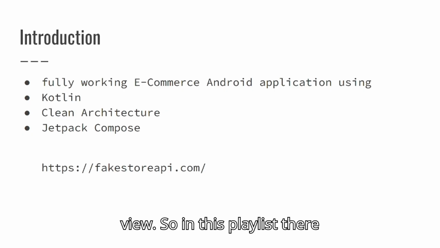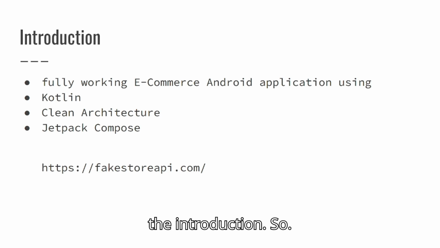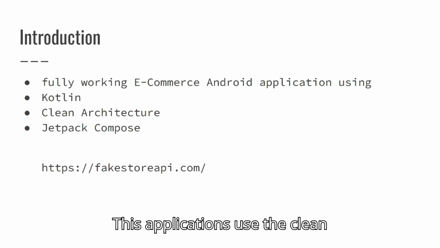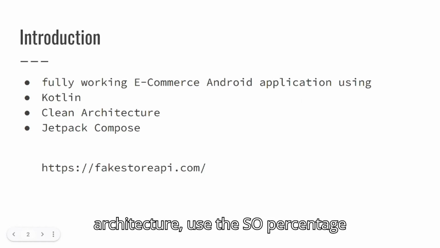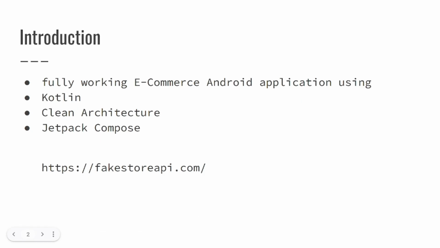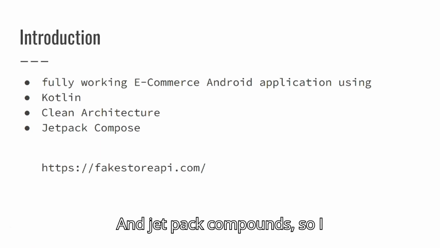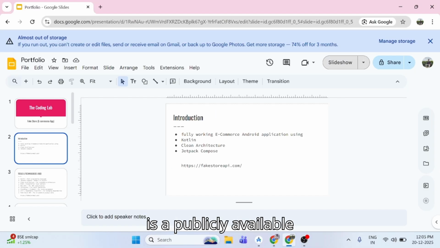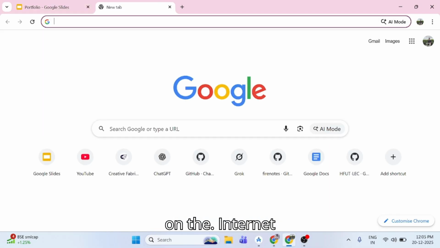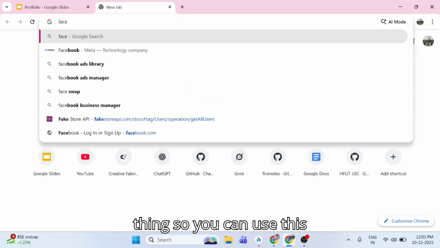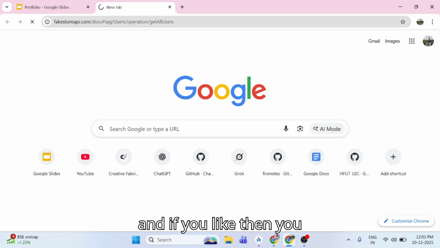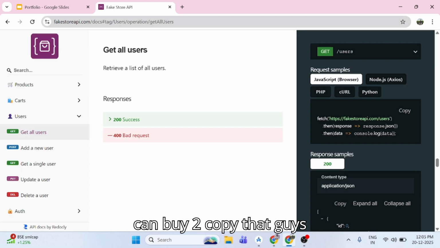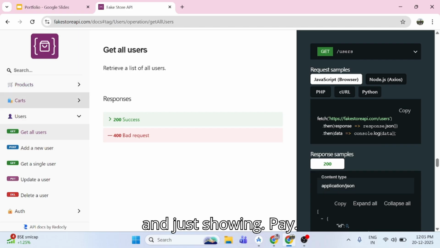So in this playlist, the first video is about the introduction. This application uses clean architecture, with Kotlin code and Jetpack Compose. I use the Fake Store API. I did not build this REST API; it is publicly available on the internet. So you can use it, and if you like, you can copy it. I'm just showing it.